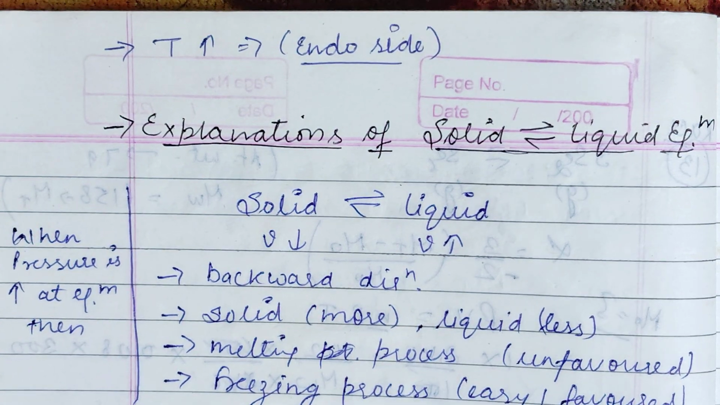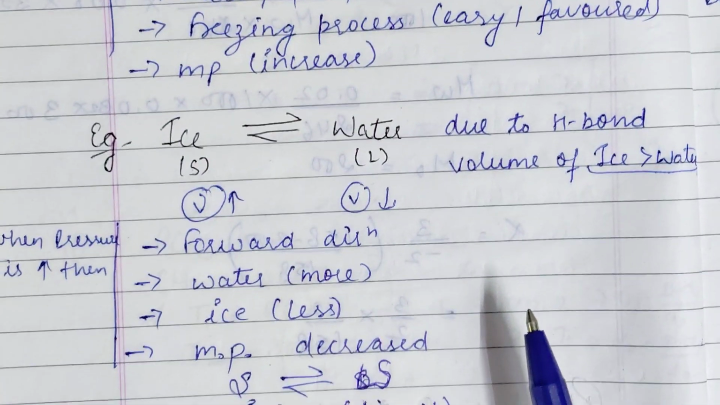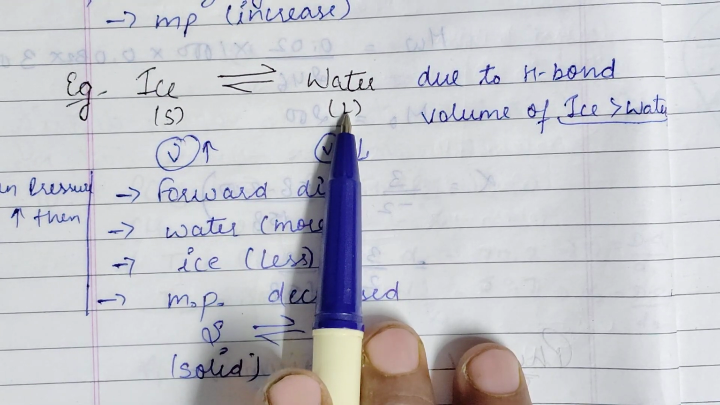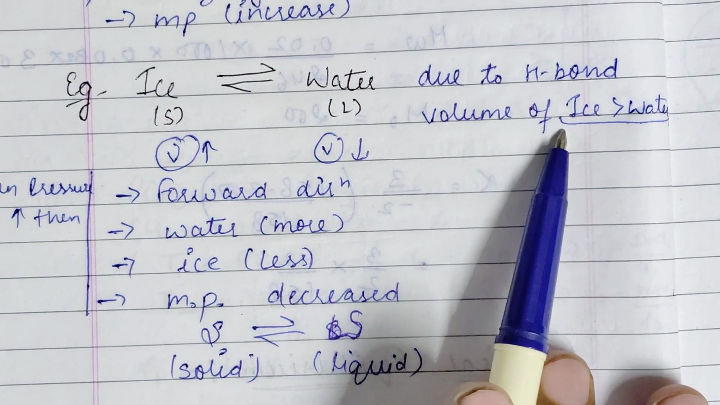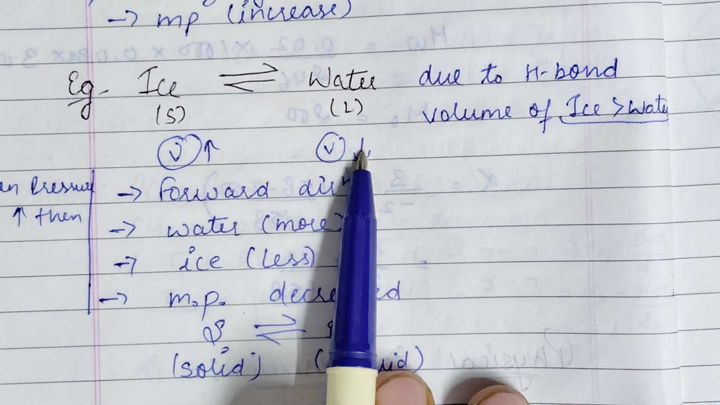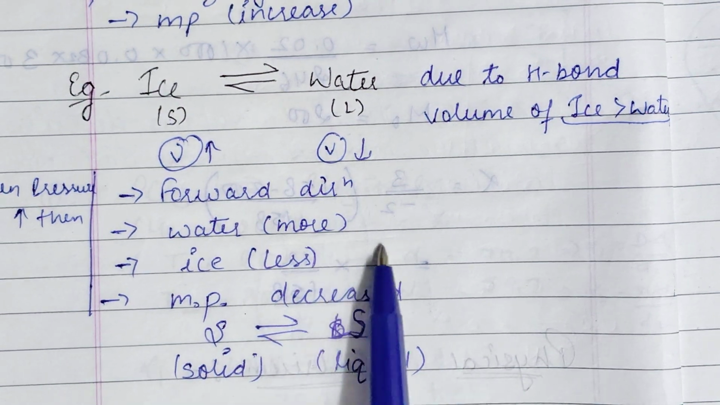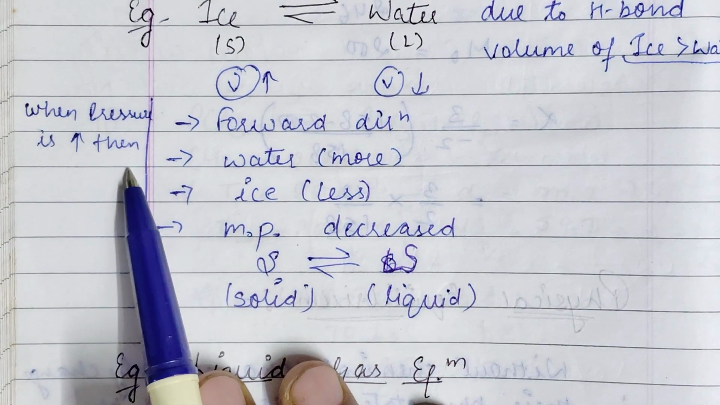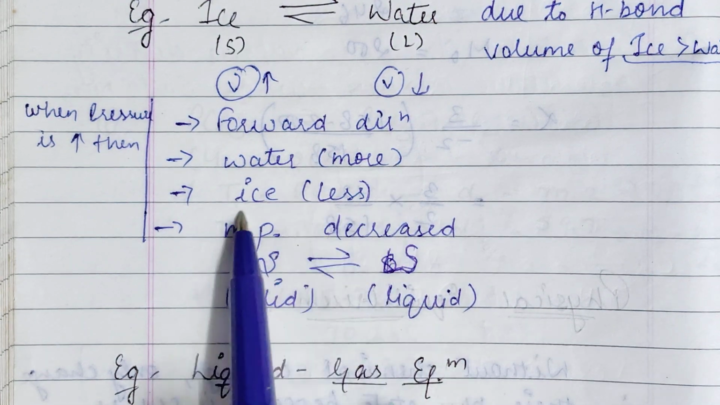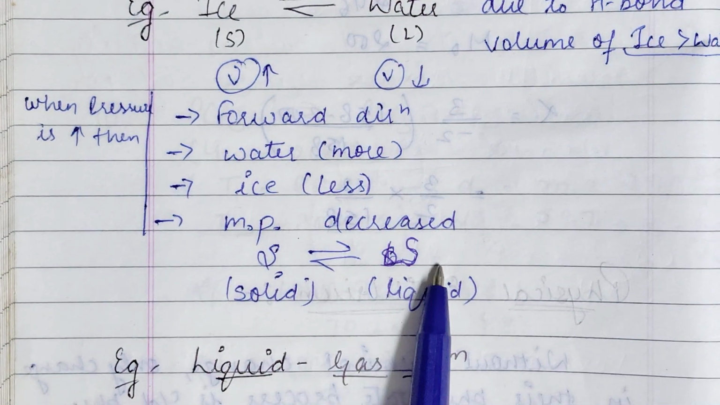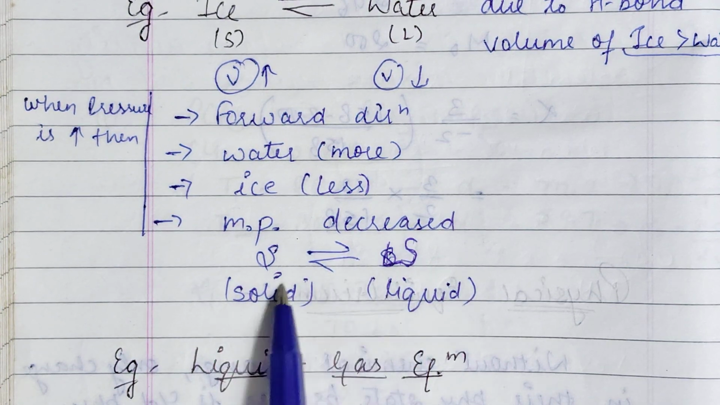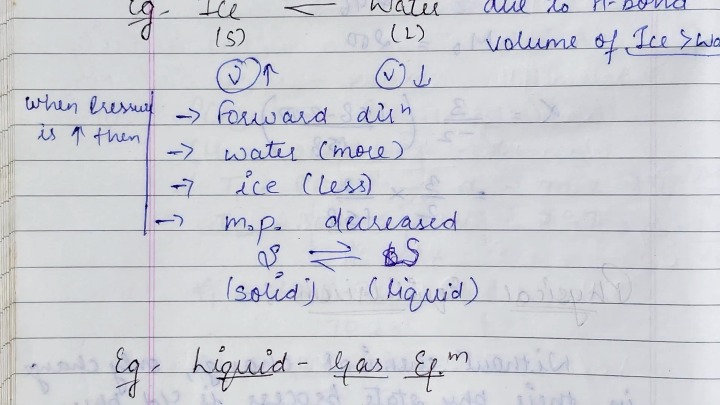Melting point increases. Example: ice, a solid, changes into water, a liquid, due to hydrogen bonding. The volume of ice is greater than water, so the volume of ice increases and the water volume decreases. So when pressure is increased, the reaction goes in the forward direction. Water more, ice less, melting point decreases, and solid and liquid reach equilibrium.